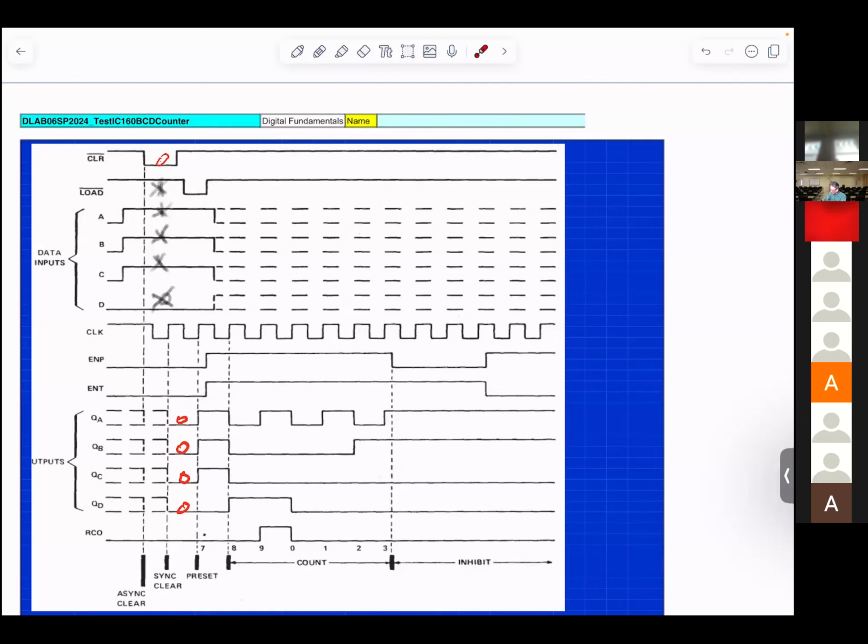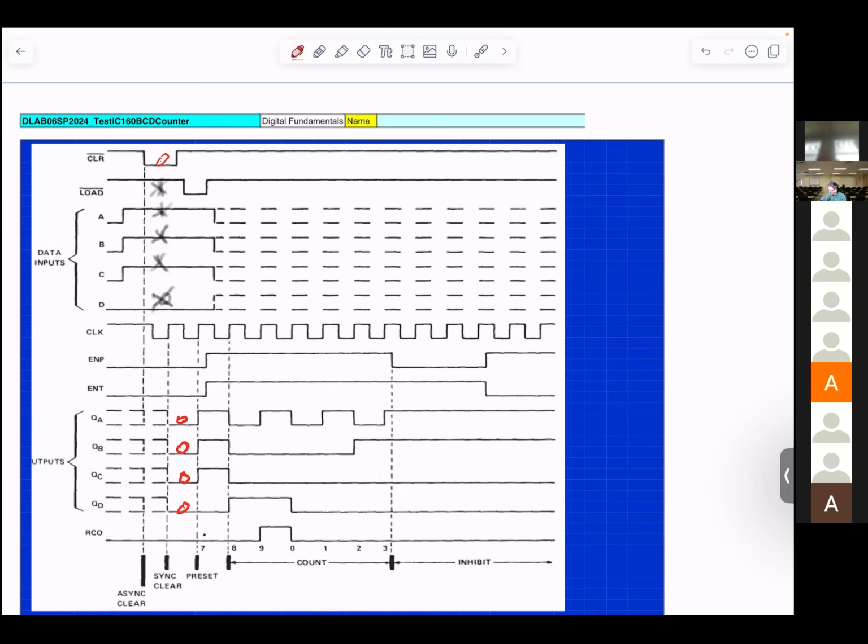I repeat it. When you get clear 0, how come after that the output Q is still not 0 until here? Was the clock. Perfect. Yeah, you know what to do.